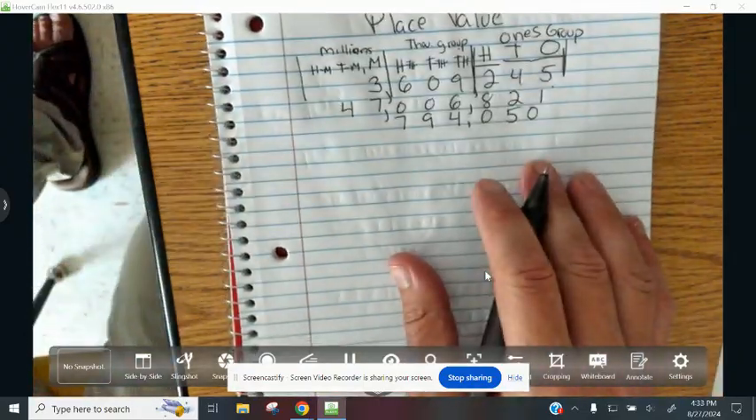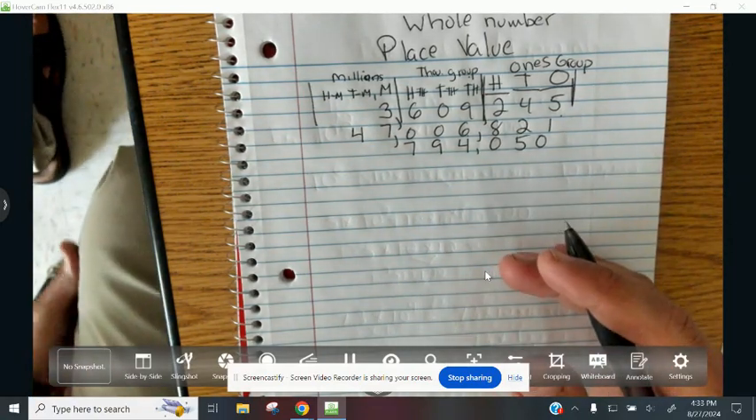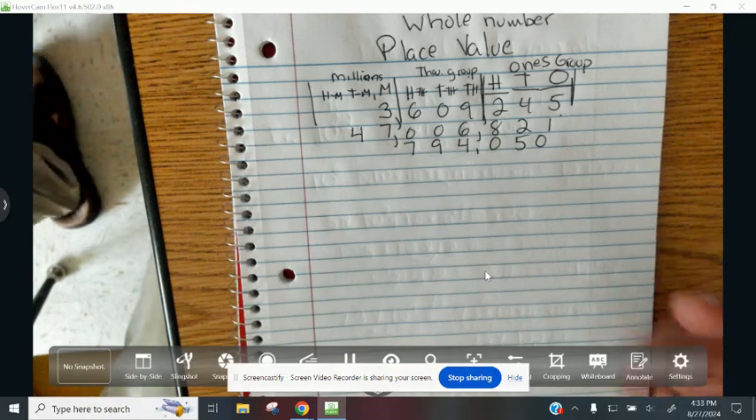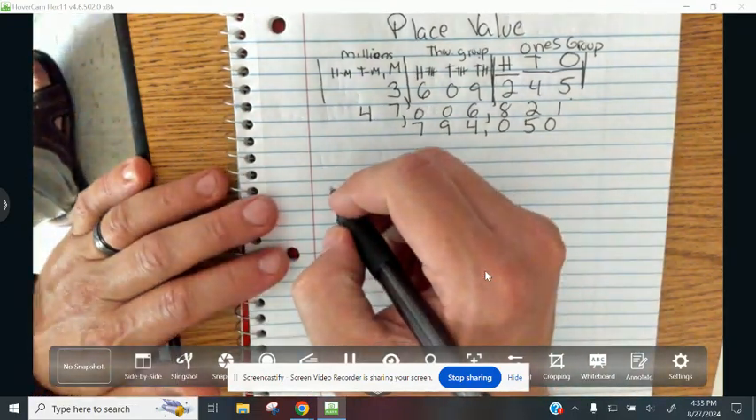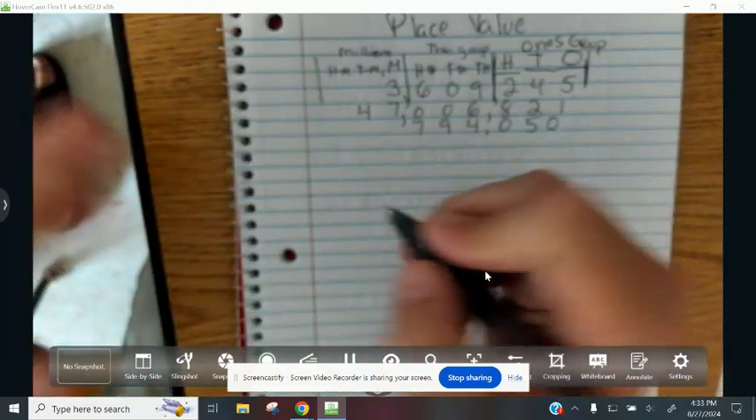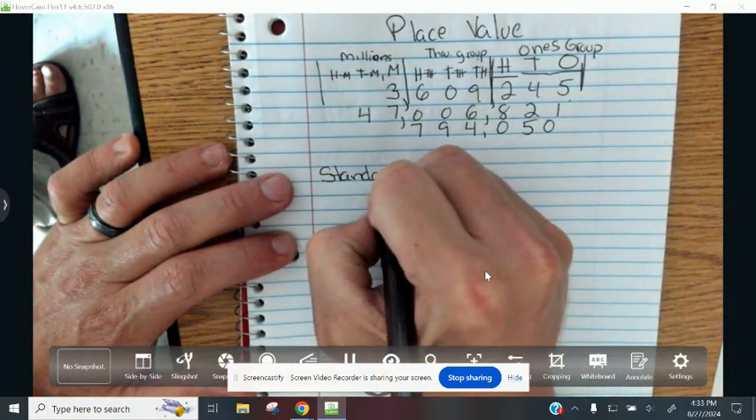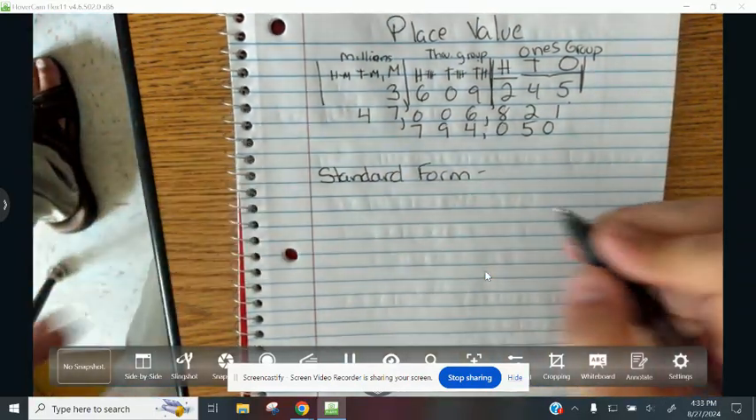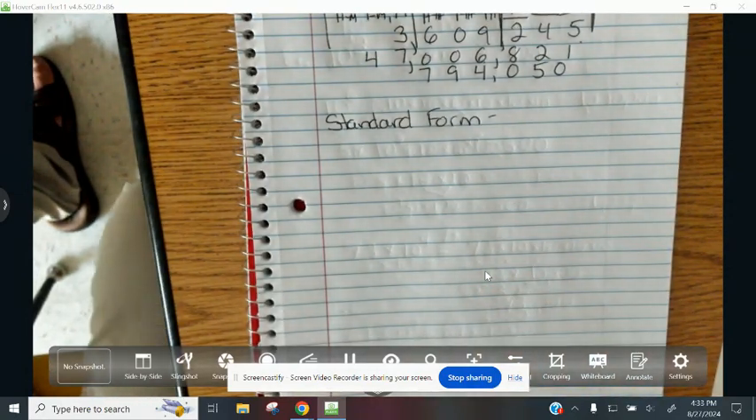And if you can read numbers, you can write numbers. So basically what we just did there is we kind of learned how we would write numbers in word form. So we're going to talk about 3 different ways to write numbers. One we basically did. One is standard form. Standard form is kind of your normal way to write numbers, just your ordinary average way to write numbers.